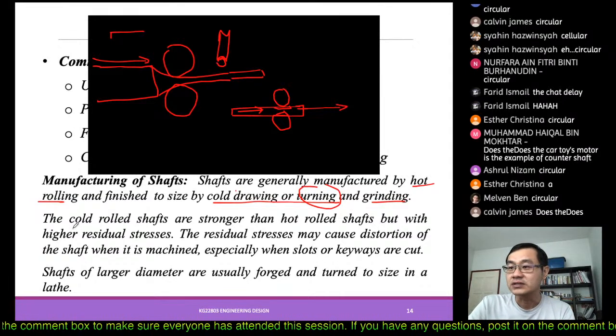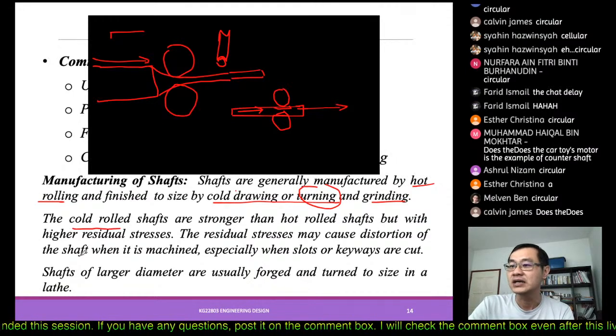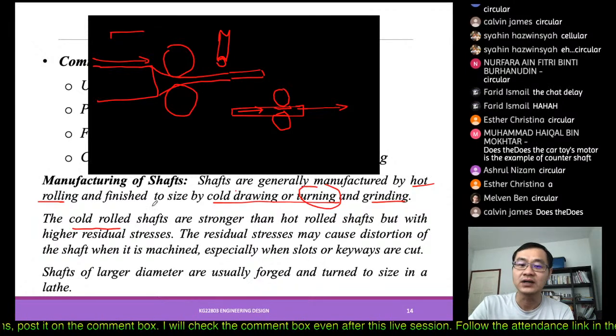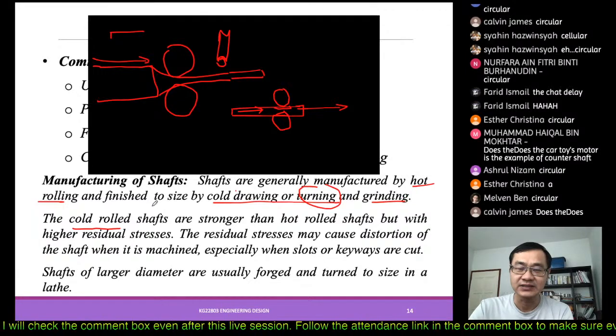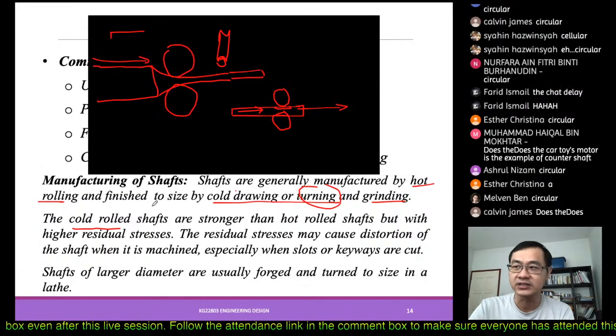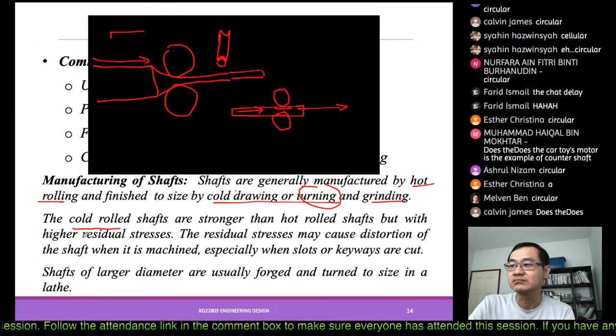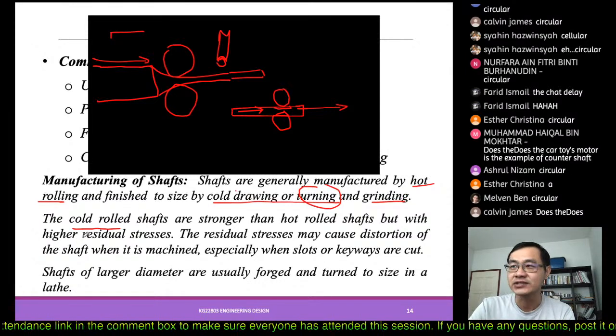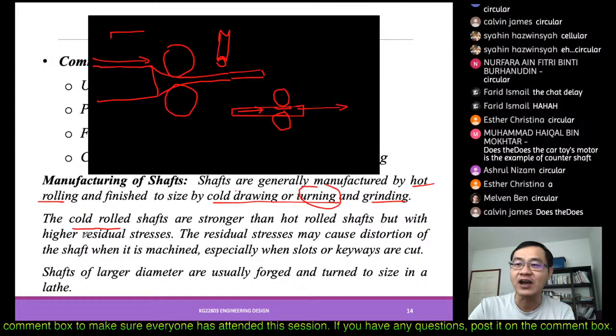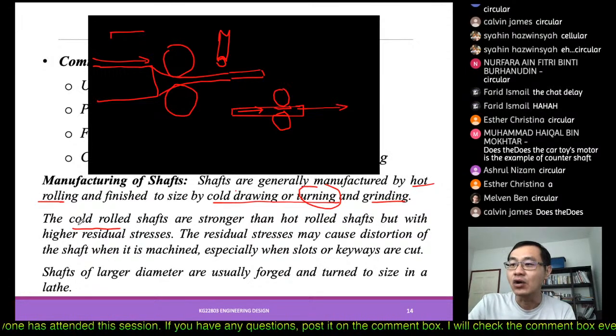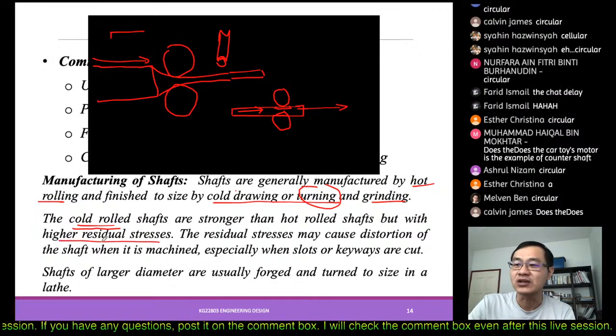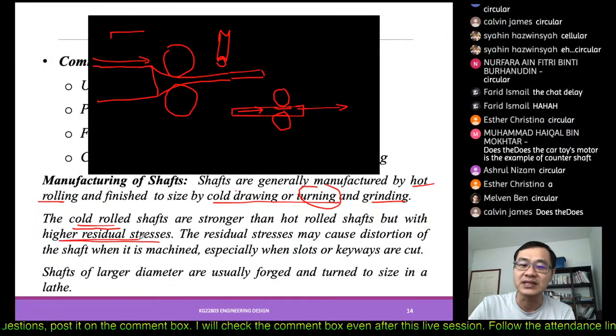We also see that cold rolled shafts are stronger, right? Yes, because when we do the rolling itself, it will affect the crystallization of the material. And when it recrystallizes, it may have different kinds of properties. But then the cold roll itself may consist of a higher residual stress, meaning the stress inside the material itself. It's not being released outside.